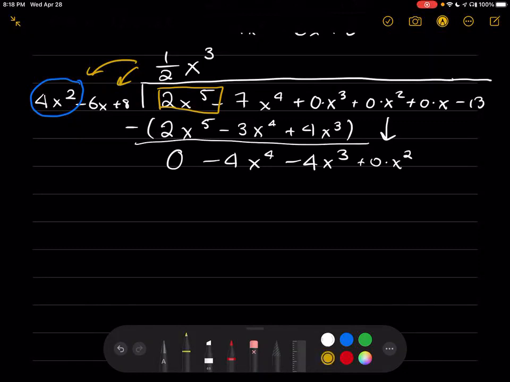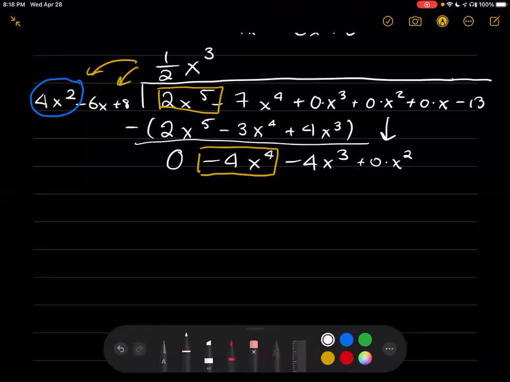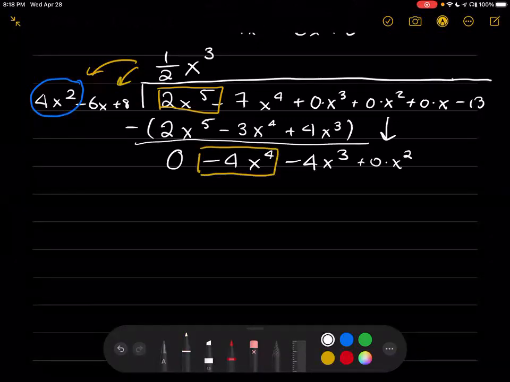Okay, so now we do the same thing, but now we look at this one. This one has a minus 4x to the 4th. And then the blue circle has a 4x squared. So there's a difference of like a minus 1. So we're going to need a minus 1, and then we're going to need 2 powers of x to make up that.